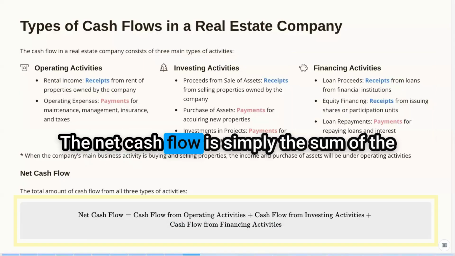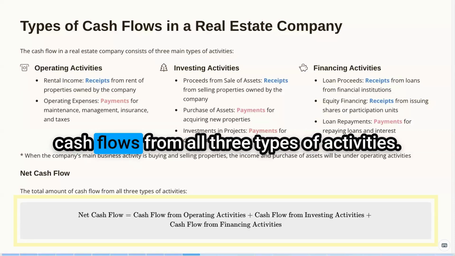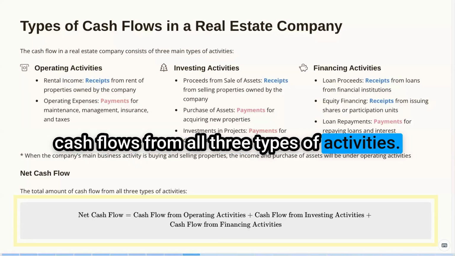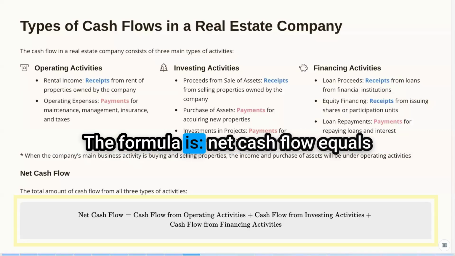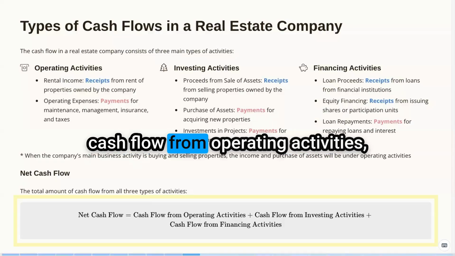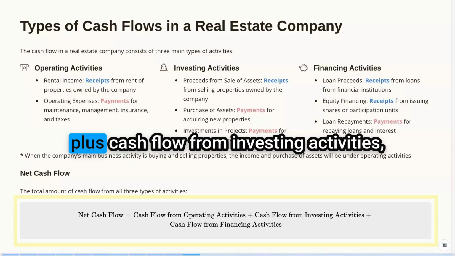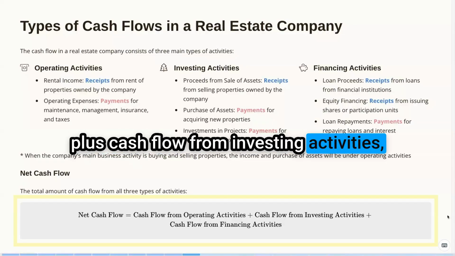The net cash flow is simply the sum of the cash flows from all three types of activities. The formula is: net cash flow equals cash flow from operating activities plus cash flow from investing activities plus cash flow from financing activities.